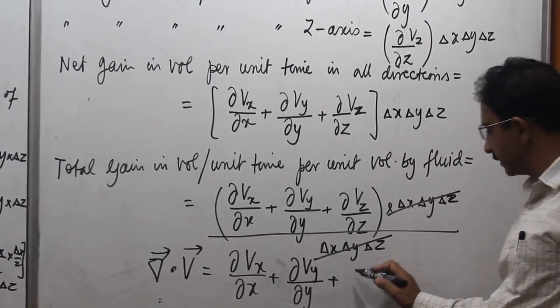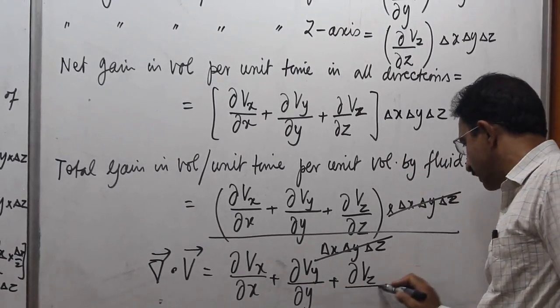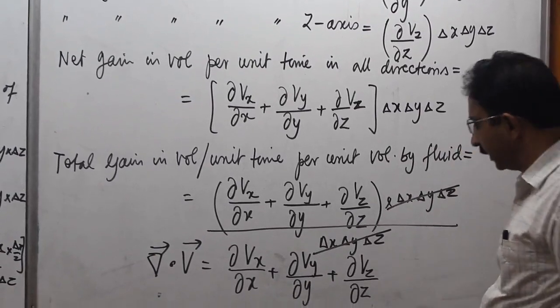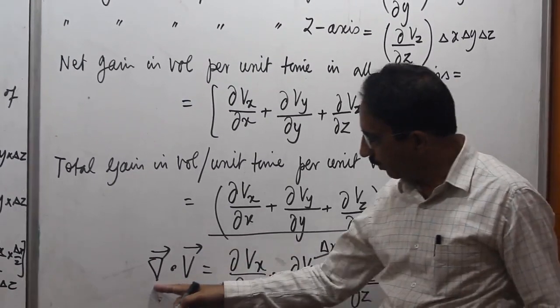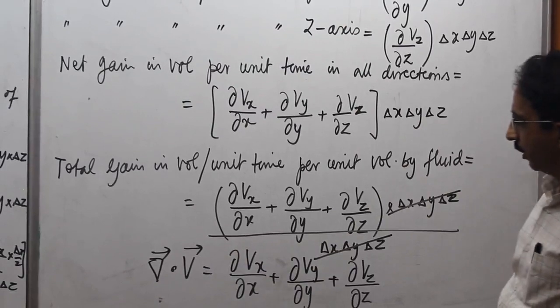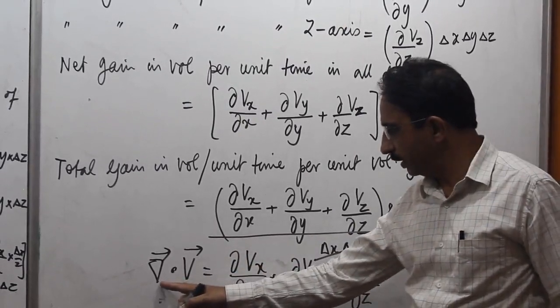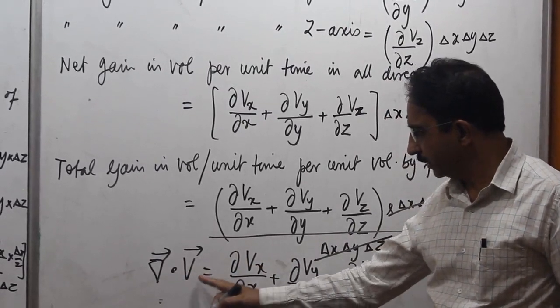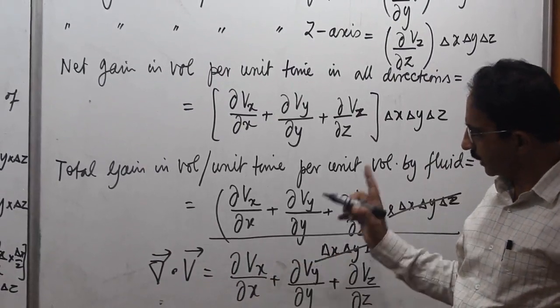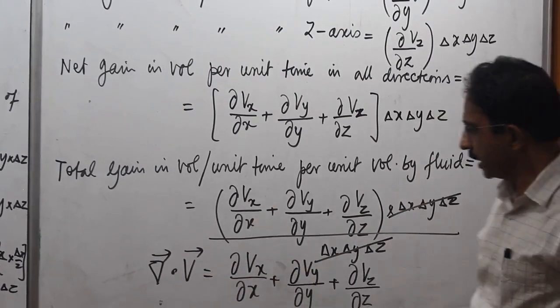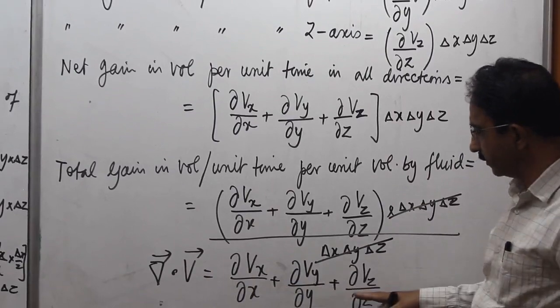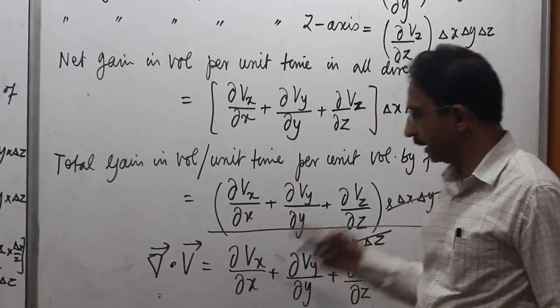We can generalize this result now. The divergence of a vector field is nothing but how we find the value of this dot product of the del operator with, say, here we have used velocity, but we can generalize it for any vector field. V is now any vector field. So this is the answer that divergence we get.